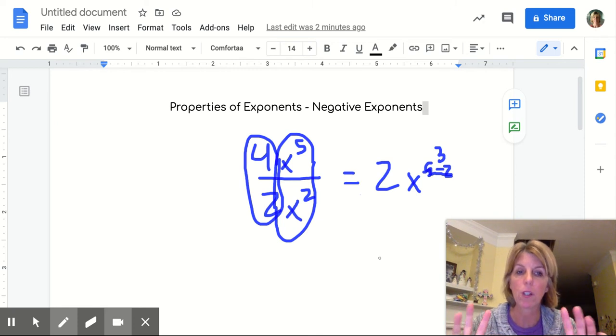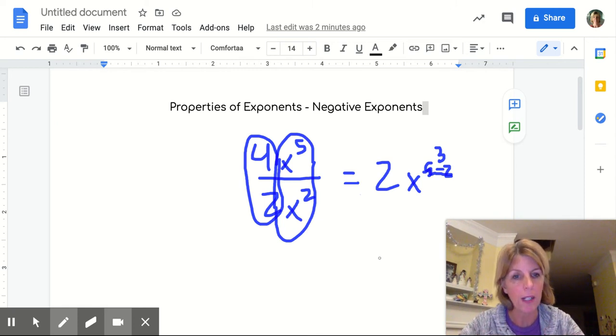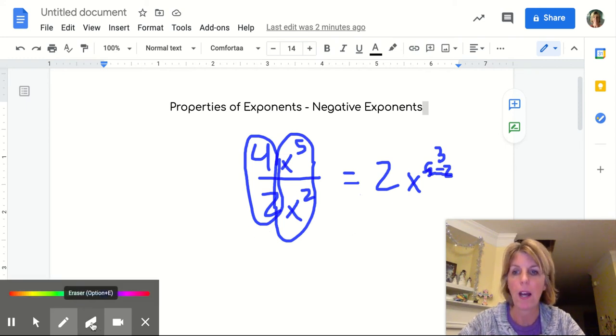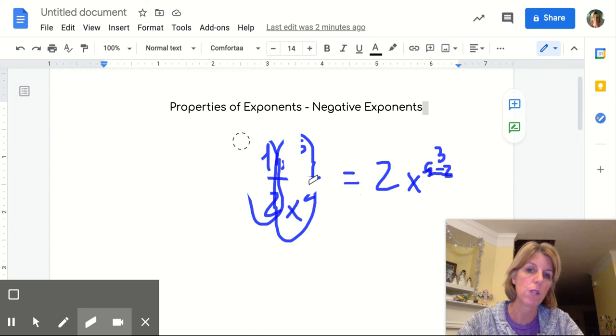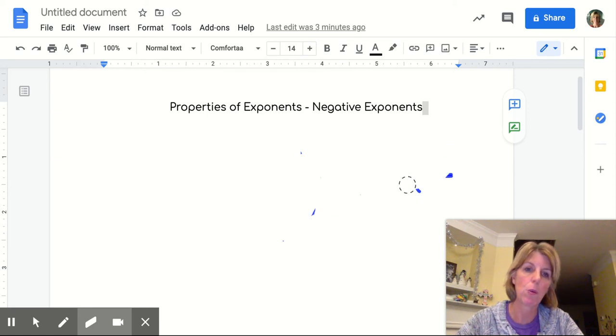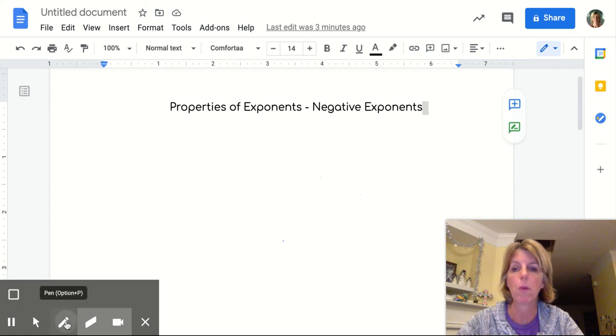So if we're adding, we're looking for like things. If we're multiplying, we multiply the coefficients and add the exponents. If we divide, we subtract. So if you multiply, you add. If you divide, you subtract. And then there was one more rule that we talked about called power to a power. And so power to a power, the rule is boom, multiply, right? Power to a power, boom, multiply.